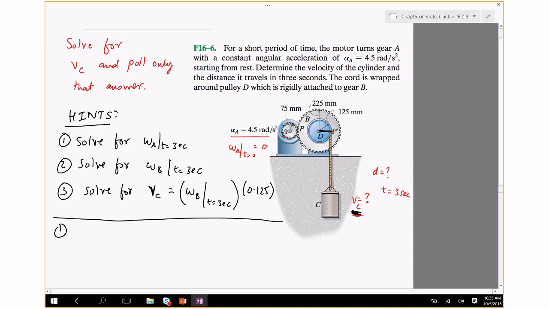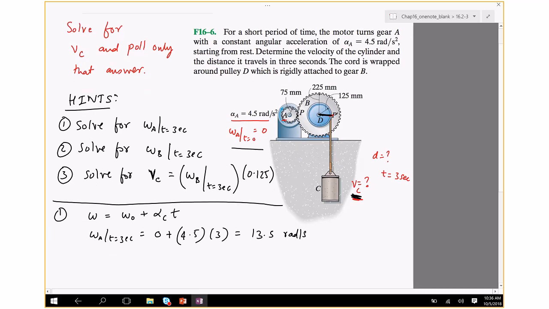So let's solve for angular speed at t equals 3 seconds. Now, one thing to note is that the angular acceleration is constant, which means we can use some of the formulas we've written for constant acceleration. So one of the formulas is omega equals omega zero plus alpha c times t. So omega A at t equals 3 seconds is unknown, equals the initial angular speed, which is 0, plus angular acceleration, which is 4.5, times the time, which is 3.